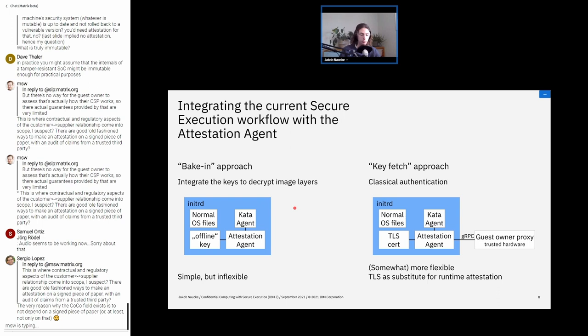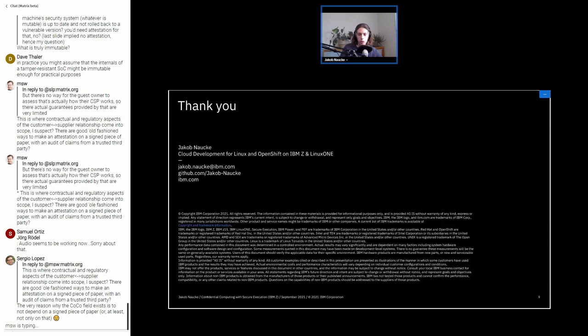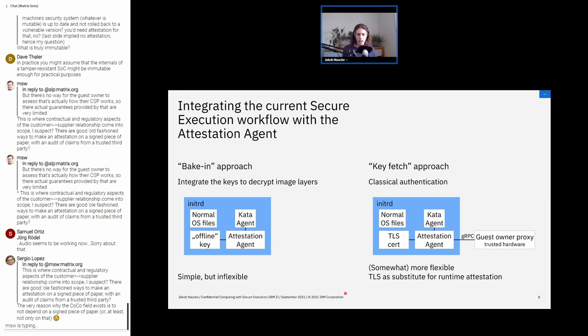So yeah, thank you for listening. Just quickly, the trademark info is here. We can discuss other approaches, or Kata's overall model, or more questions about secure execution, whichever you like. I also see there's something in the shared notes.